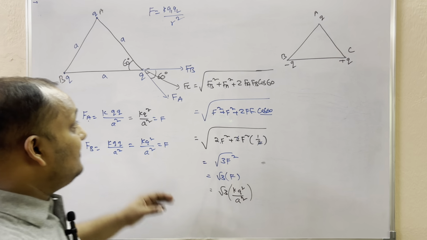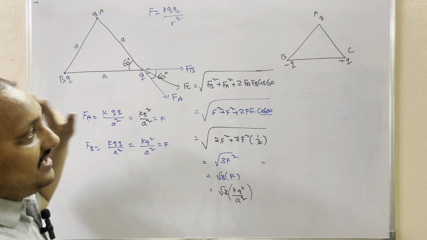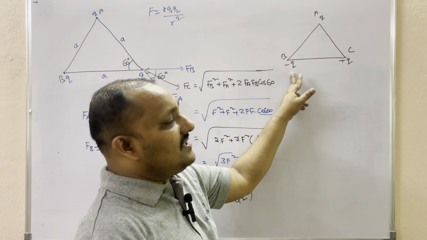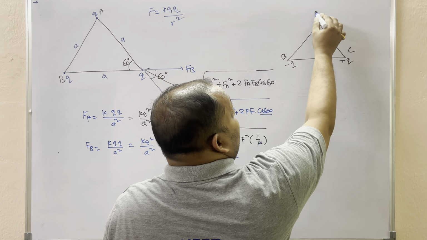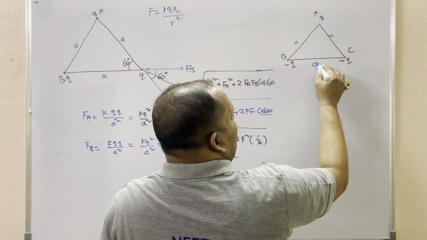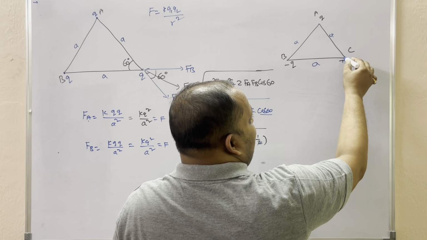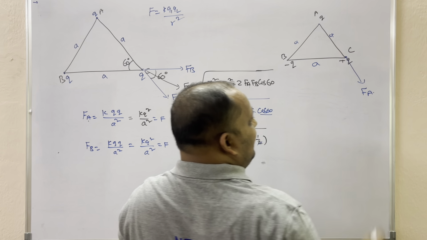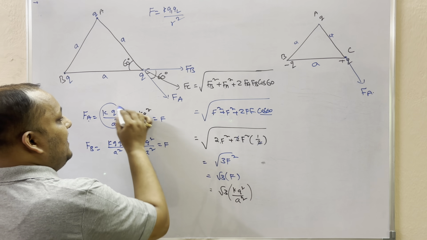See, in this they asked to find the resultant force on any one of the positive charges, because here two charges are positive and one charge is negative. They are asking for the resultant force on any one of the positive charges, meaning either on A or C. So at that time, see the directions: A and C, repulsive or attractive? It is going to be repulsive. FA will be coming like this. How much is FA? It is K Q square by A square.